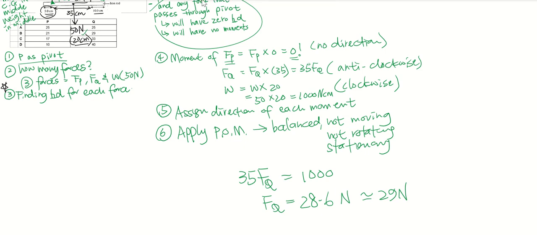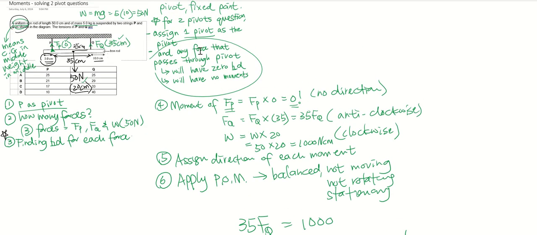Okay, so now how do I find Fp? Where did Fp go in our calculation? Fp actually disappears because remember Fp multiplied by 0, I get 0 moments. And because we are dealing with the principle of moments equation, as Fp multiplied by 0, Fp will not be found in the equation. So this part is very important. Any force that passes through the pivot will have 0 perpendicular distance, will have no moment.